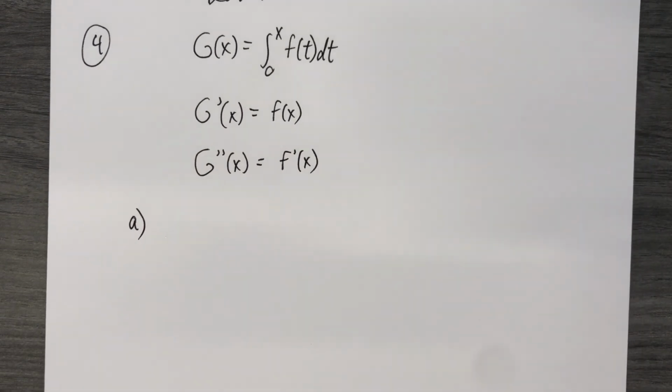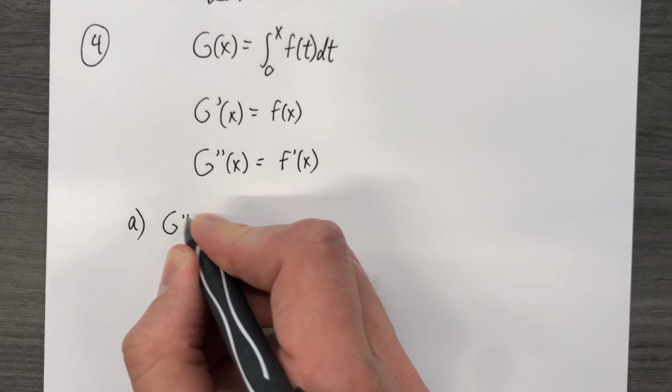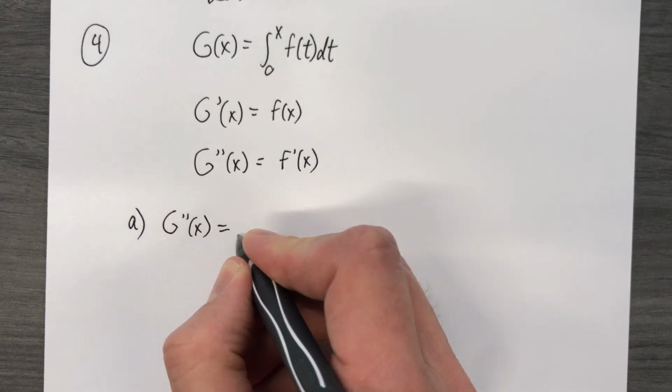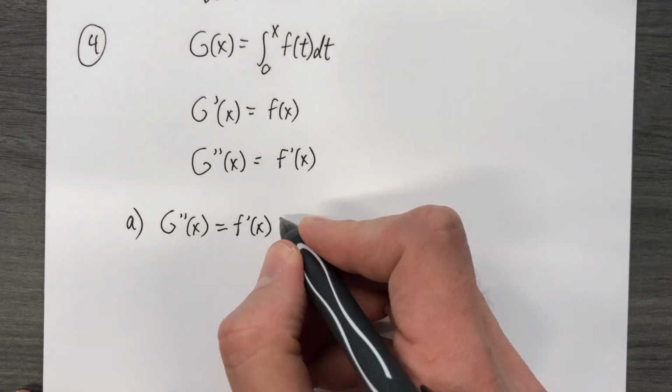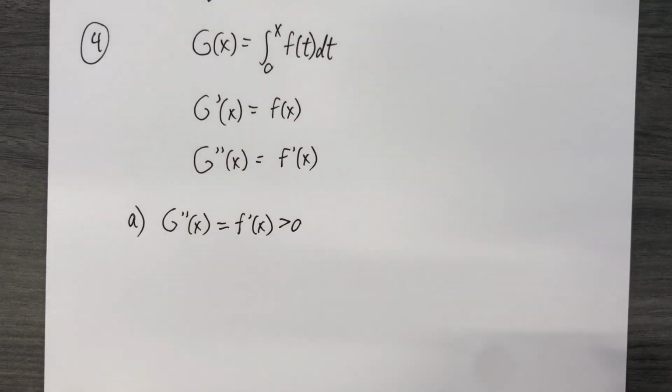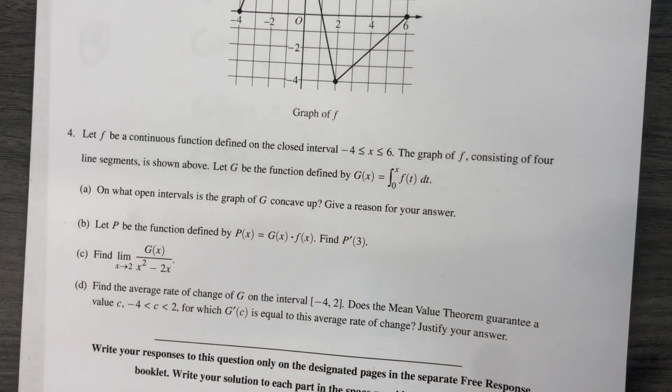Second derivative of g needs to be positive, so here goes for part A. What I need is for this, the second derivative of g, which is the first derivative of f, to be positive on some intervals. And so we're going to find out where it is. And it says give a reason for your answer. We'll deal with that in just a second.